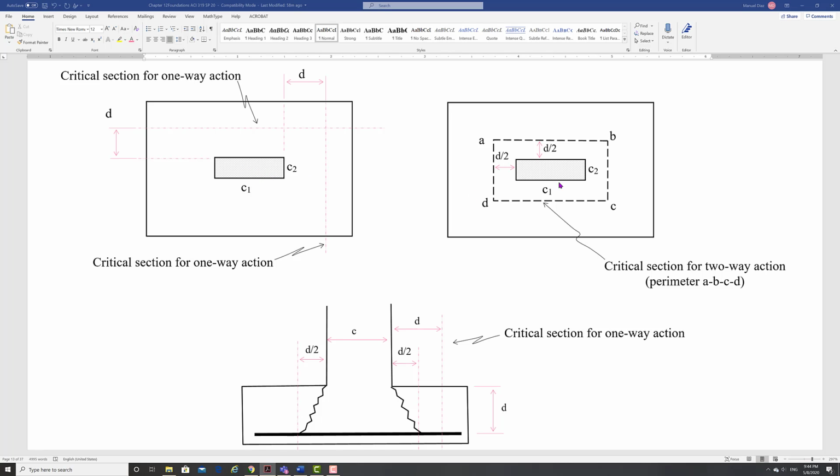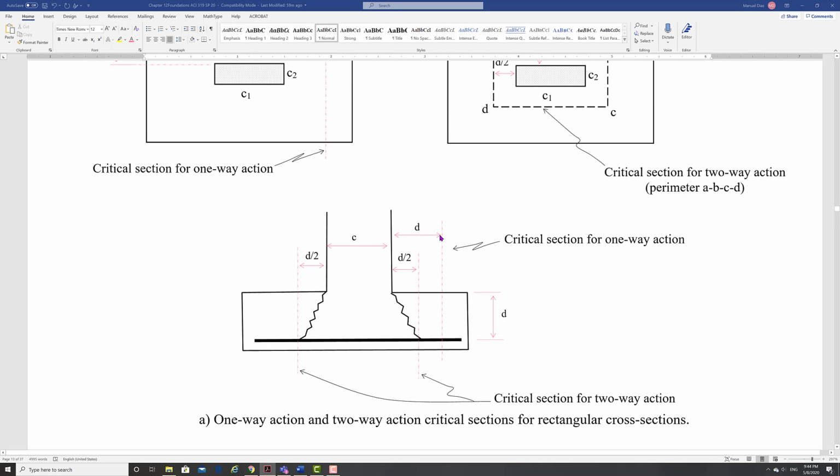All right. Now this is the generic case. So we measure d over 2, d over 2, d over 2, d over 2. And then those lines that are perpendicular to those d over 2s define the perimeter b naught. Okay? So for one-way shear, we use d, and for two-way shear, we use d over 2. So different critical sections.